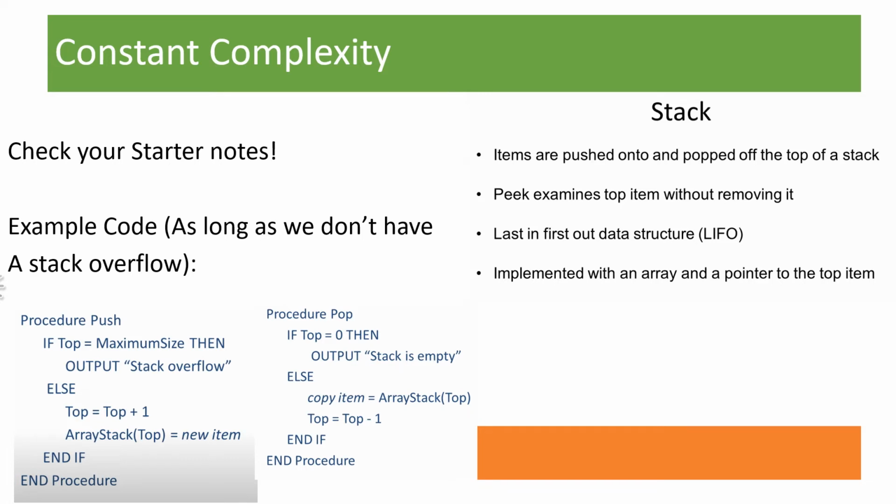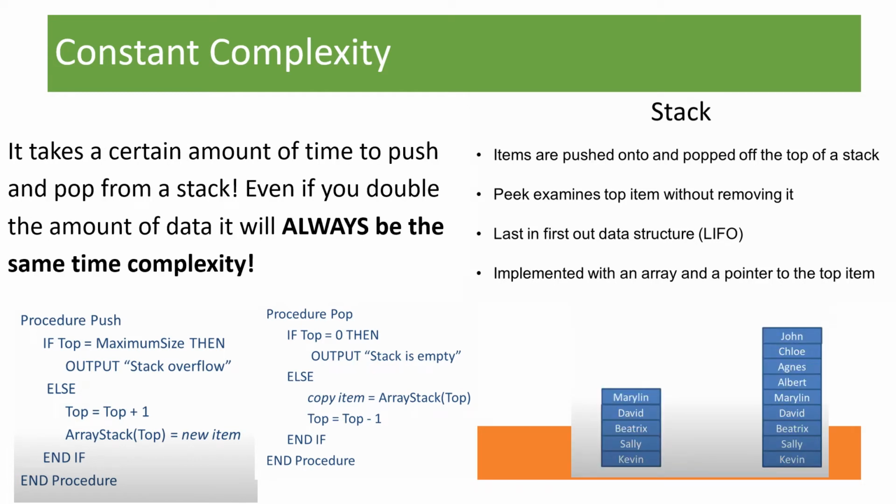We're not actually adding or removing anything from memory. So the efficiency of these two pieces of code is constant. So we can say that it takes the same amount of time every time to push and pop from a stack. So it's always the same complexity. On the bottom right hand corner, you've got an array holding a stack with 5 items compared to 10. And it doesn't matter how often we push and pop these values, the time complexity will always be the same.